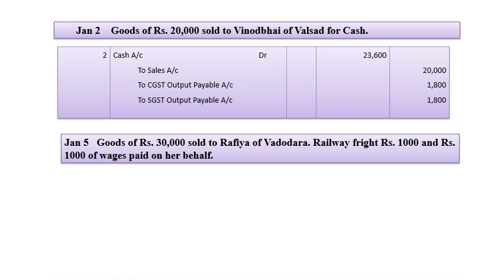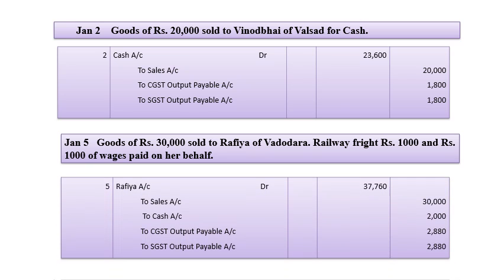So entry is Rafia account debit 37,760, to sales account 30,000, to cash account 2,000, as 2,000 is included of railway freight and wages, that is 1,000, 1,000. Why it is in cash? Because it is paid in cash. To CGST output payable account 2,880.